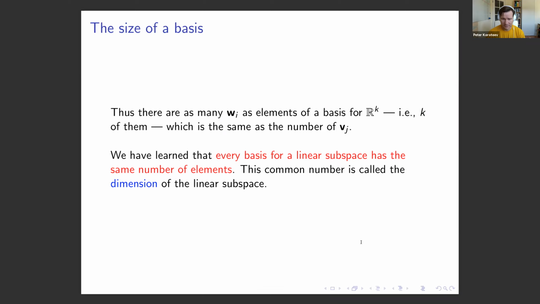And we have learned that every basis for a linear subspace has the same number of elements. And by definition, this common number is called the dimension of the linear space. So the dimension of a linear space is the number of basis vectors in any basis. So all bases have the same number of vectors.